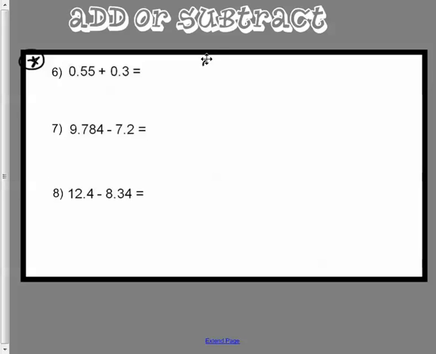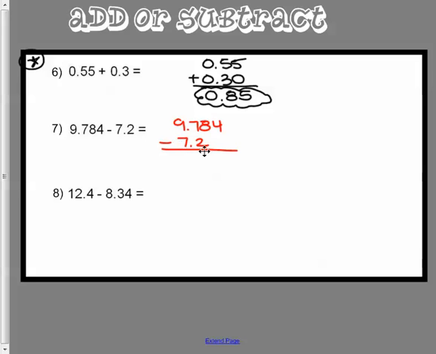Don't forget, the first step is to line them up. So I'm going to do that right now for the first one, so you remember to do this. And then you can put a 0 here for a placeholder. So you can think of adding it like that. All right, I'll be back in just a second to show you what I did, so make sure you pause. Okay, on this one, I added 5 and 0 and got 5. 5 and 3 make 8, and 0 and 0 make 0. So I have 85 hundredths.